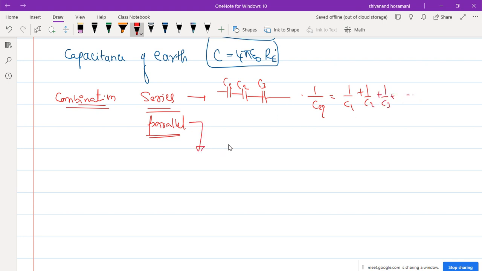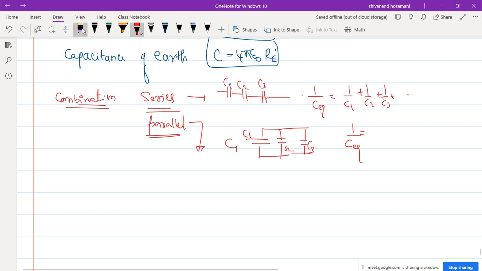What about capacitors in parallel? Here is one capacitor, there is another, and another, C1, C2, C3. How to define C? It is not 1 by C equivalent. C equivalent is just C1 plus C2 plus C3, and so on. It is the opposite of the resistance method. Is that clear?